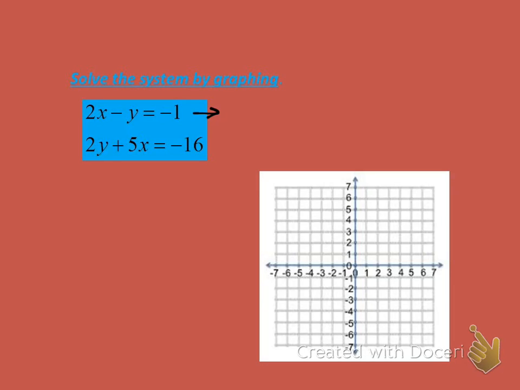What I'm going to do real quick is put these in slope-intercept form. So y equals 2x plus 1 for that one. And the second one is y equals negative 5 halves x minus 8. Is that right? Yeah. Okay, and then I'm going to go graph it real fast.